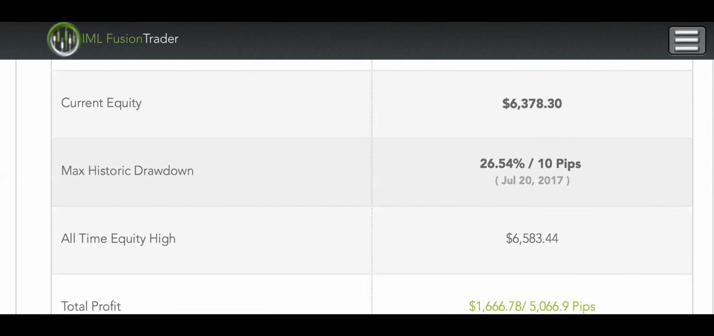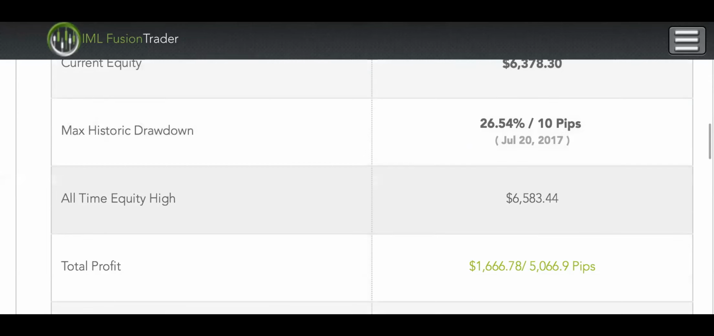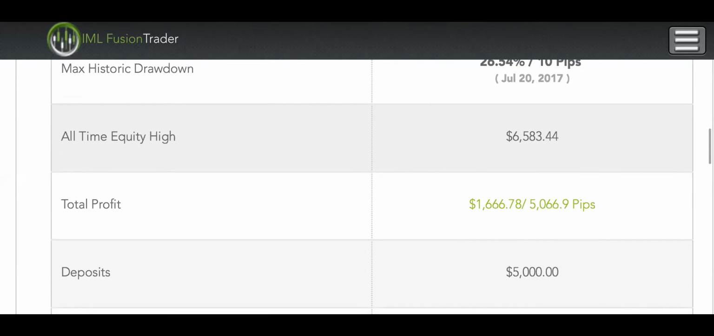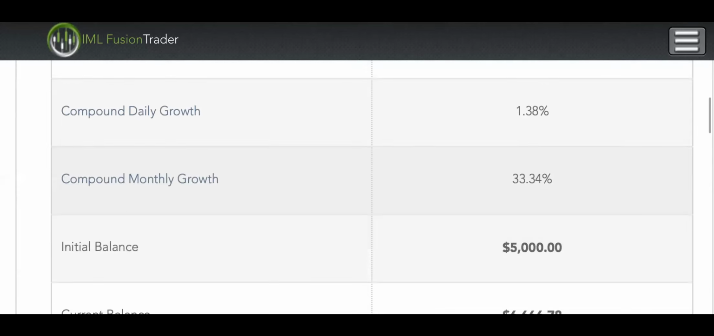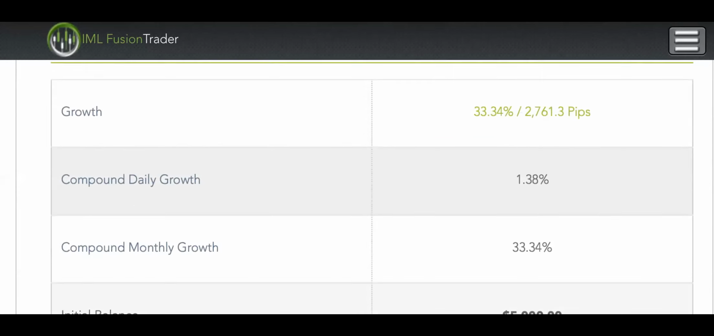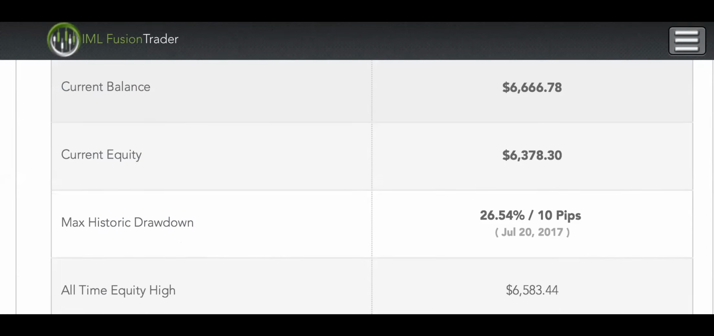See, Zeus's drawdown has been about 26%. And the daily growth of Zeus has been about 1.38%, roughly 33% a month. So that's good, because Yoda was at 14% a month. Zeus is at 33% a month. But even with that 33% growth, you see that drawdown is a lot higher. Yoda's was only 2% roughly, and this one is like 27%. Those are things you want to pay attention to.